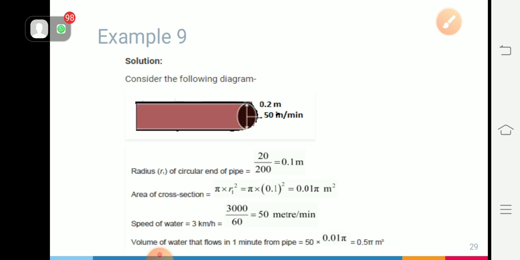So the speed of water is 3 km per hour. Convert this into meters per minute because all the other units are in meters. So we get 50 meters per minute. So the volume of water that flows in 1 minute is equal to 50 into 0.01 pi, which is equal to 0.5 pi meter cube.